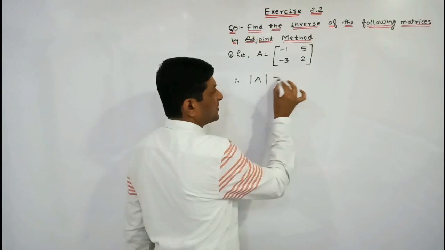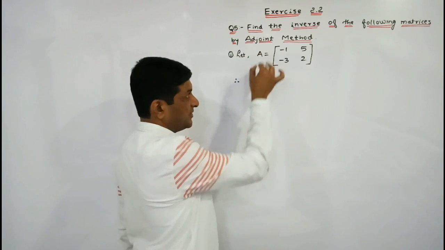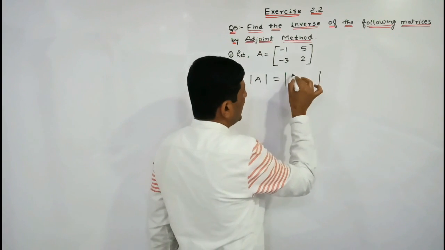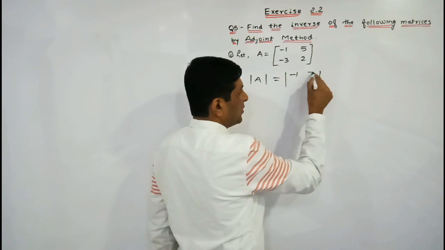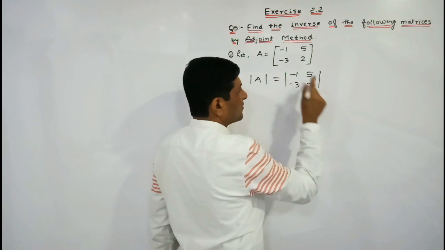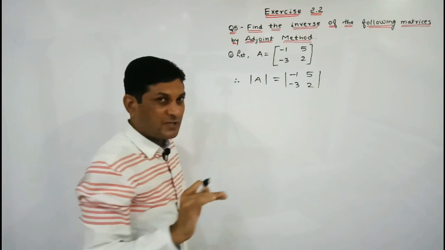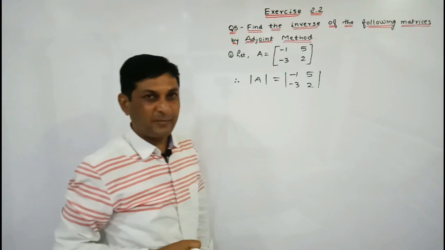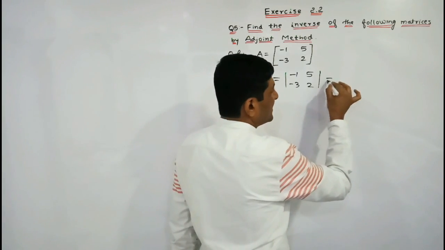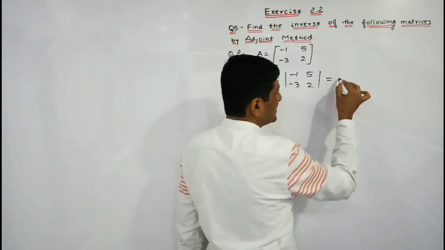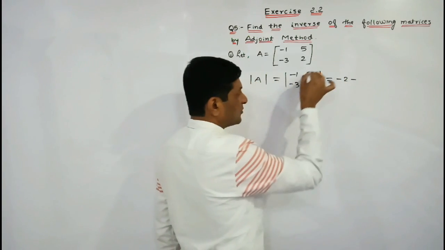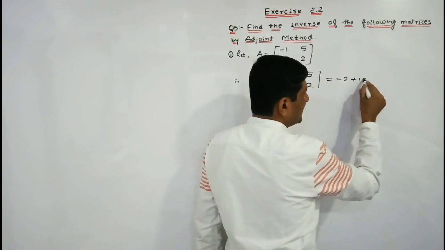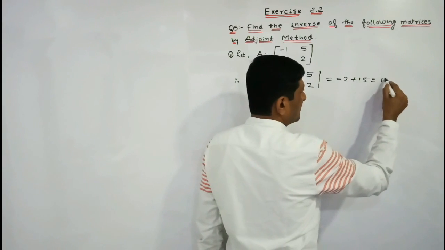Determinant is denoted by this notation. This notation says that we are finding the determinant of matrix A. Whenever we are finding a determinant, write down all the elements of the matrix in vertical segments instead of square brackets, which is the symbol of determinant. So first take the product of diagonal elements, which is -2, minus, then take the product of off-diagonal elements, that is -15. So minus and this minus will become +15, which is 15 minus 2 is equal to 13.